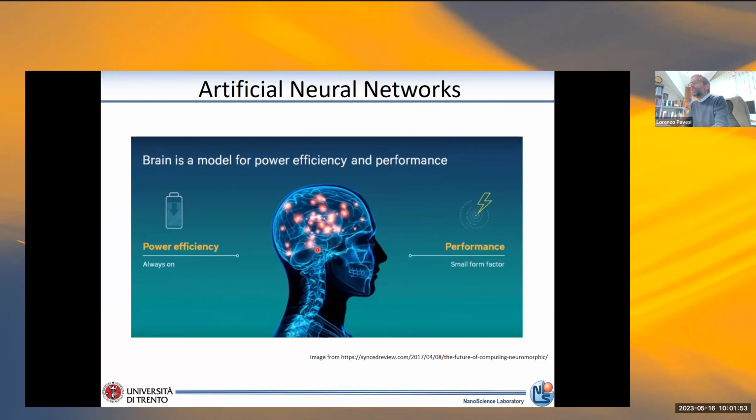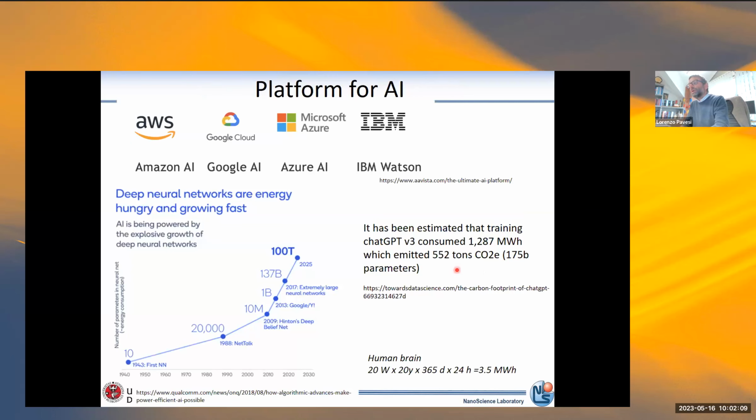Indeed, the brain is always working even when we are sleeping, and nature was able to fit, in a very small form factor, billions of different computational units. As you well know, this field of brain-inspired computing is the field that is behind the success of artificial intelligence, where we have observed in this last year a boom of the performance of the artificial intelligence model.